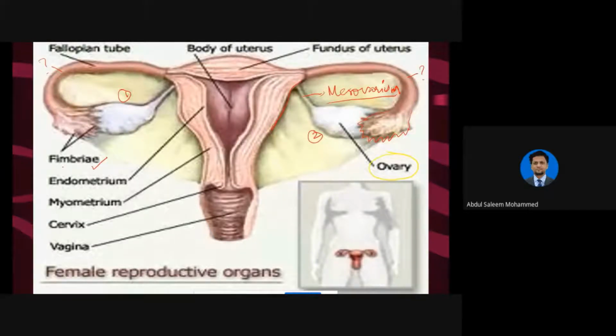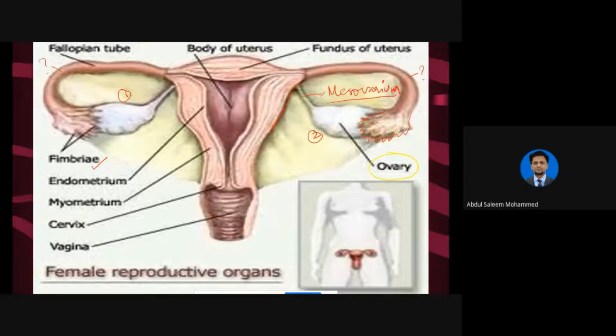B-R-I-A-E, fimbriae. F-I-M-B-R-I-A-E, fimbriae. These are finger-like projections which are helpful in engulfing the ova after ovulation. Then these finger-like projections are present at the periphery of the oviducal funnel or the infundibulum.